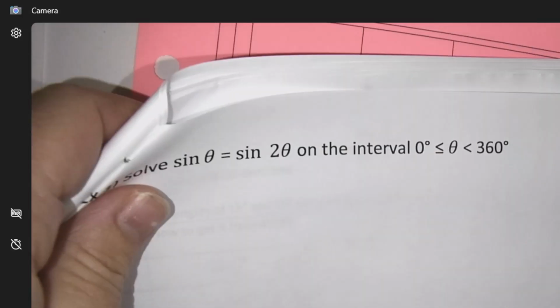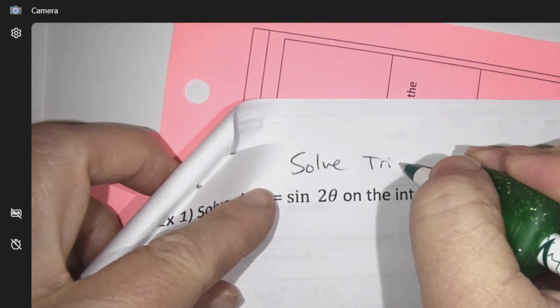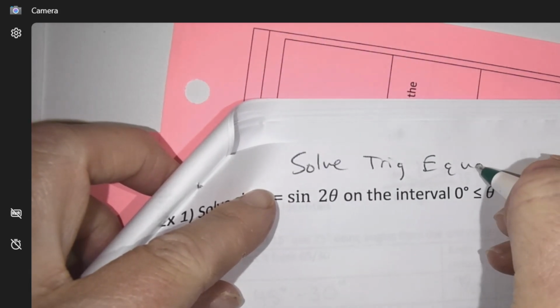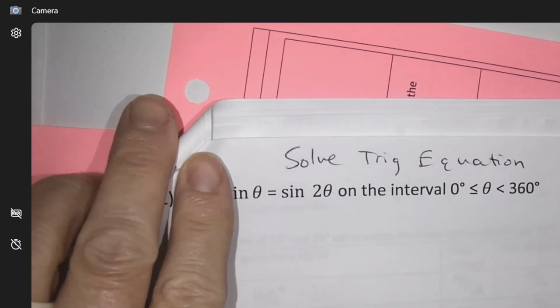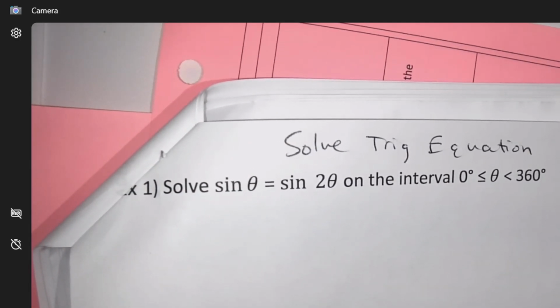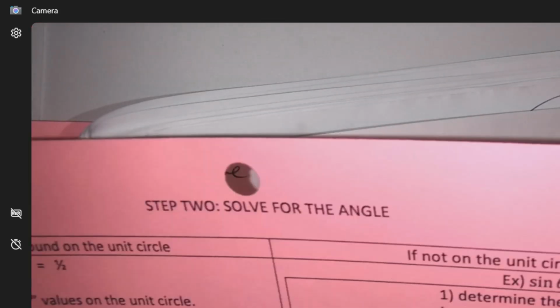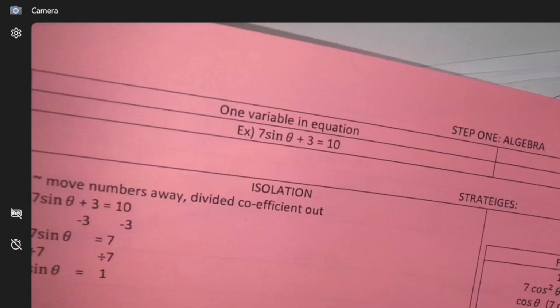Okay, today we are going to do how to solve a trig equation. And you did it all last unit, just a carry on of what you did. Okay, so last unit we talked about this from grade 11.